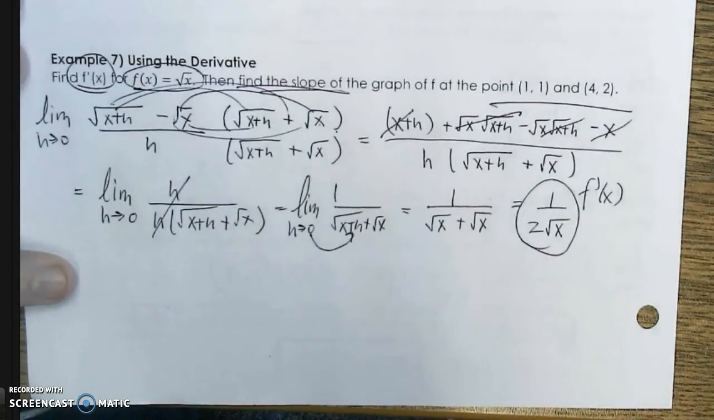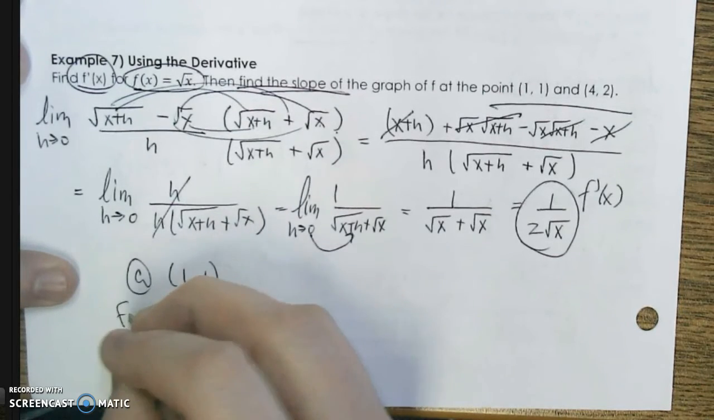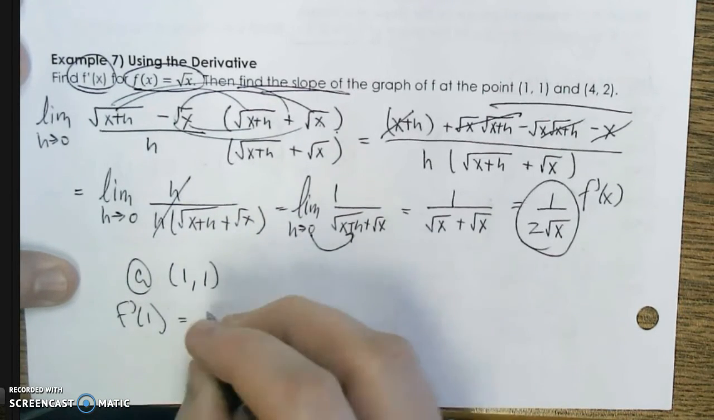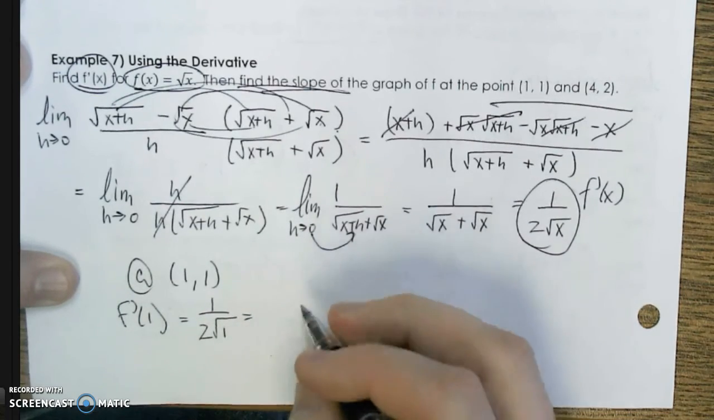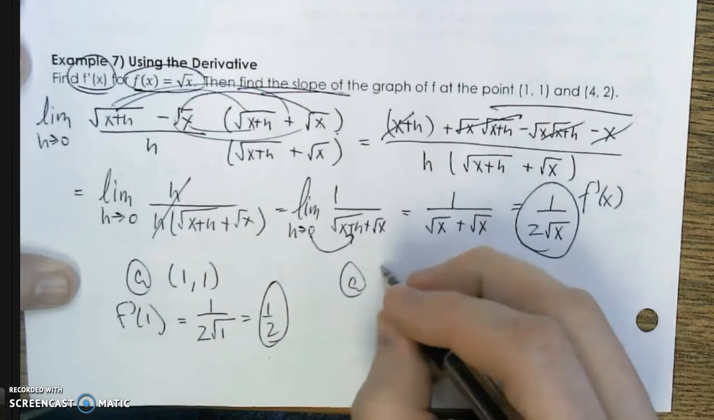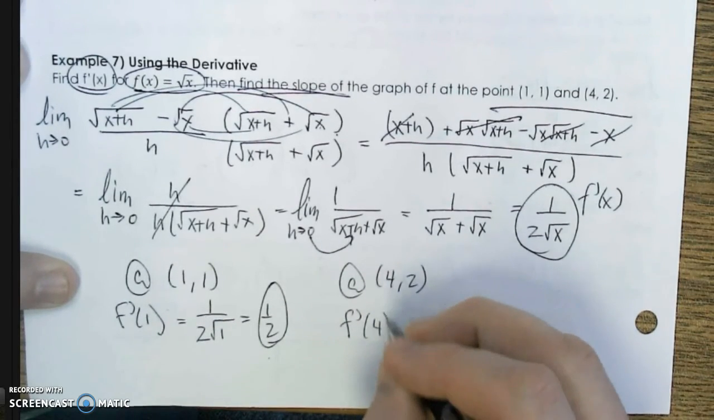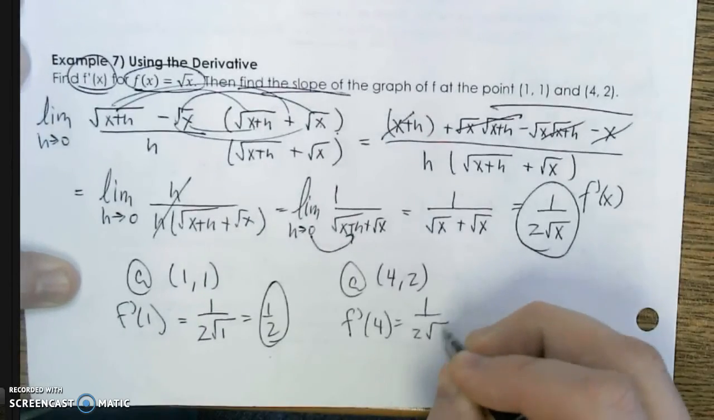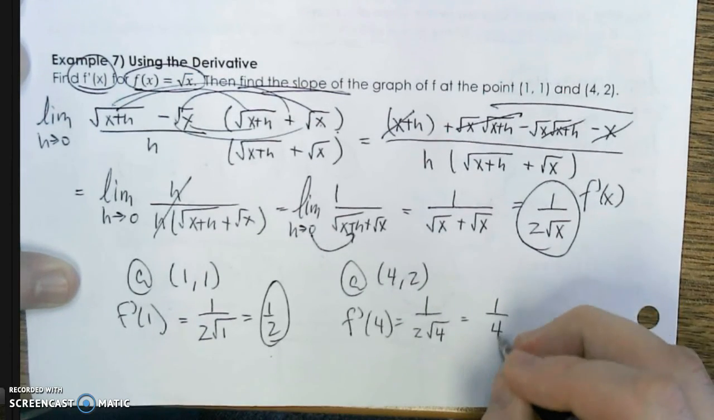Now to find my slope at 1, 1, we're going to take f prime and plug in 1. So 1 over 2 radical 1, and that's going to give me 1/2. And then I'm going to find the slope at 4, 2. So that means I'm plugging 4 into my derivative. And that's going to give me 1 over 2 times 2, or 1/4.